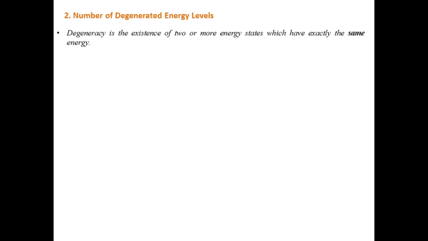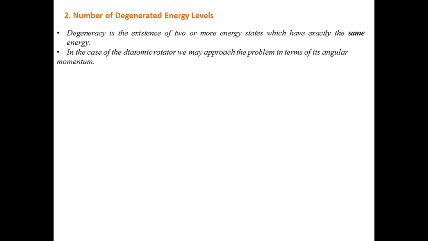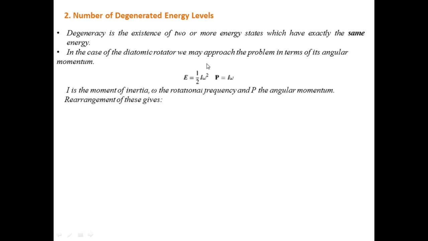Degeneracy is the existence of two or more energy states which have exactly the same energy. In case of a diatomic rotator, we approach the problem in terms of its angular momentum. An expression for energy and angular momentum is given by E is equal to half I omega square, and P is equal to I omega, where I is the moment of inertia, omega is the rotational frequency, and P is the angular momentum.